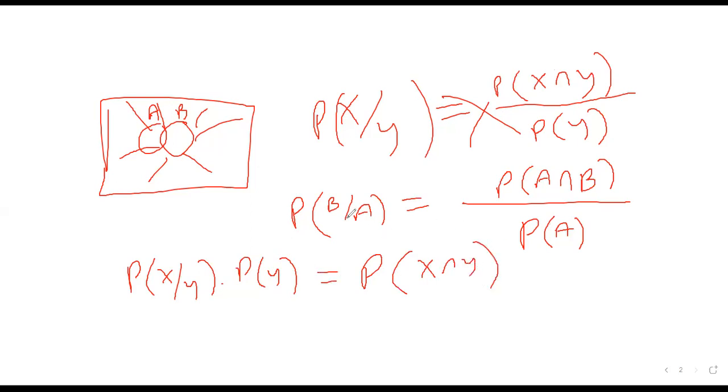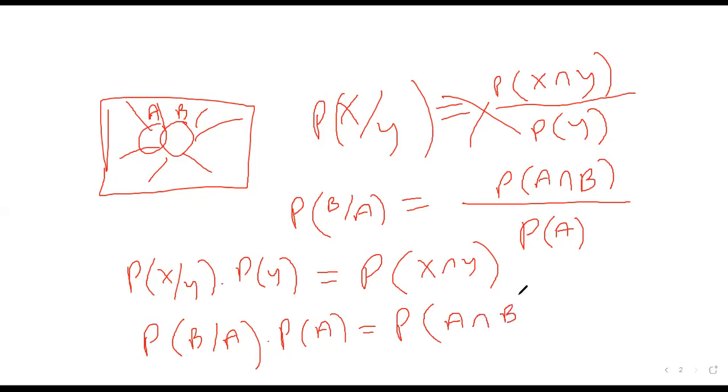So can somebody tell me, if I'm going to multiply B given A times A, what am I going to have? Probability of A intersection B. Great. It will give us the probability of A intersection B. So I wouldn't be wrong if I told you to master that whenever you have a conditional probability and it's being multiplied by the bottom character, automatically you're getting an intersection.